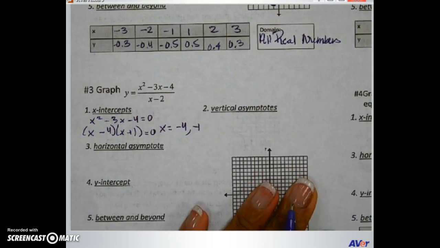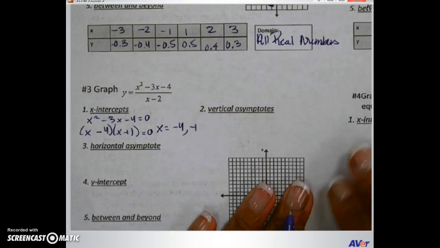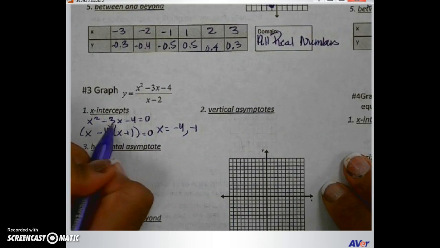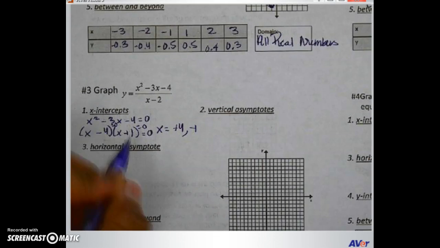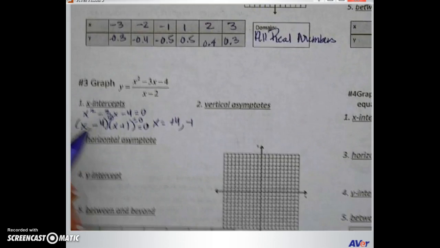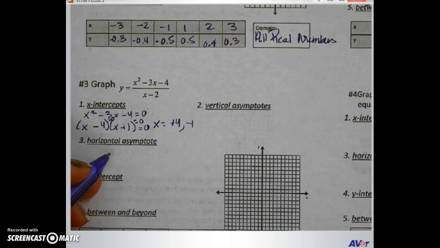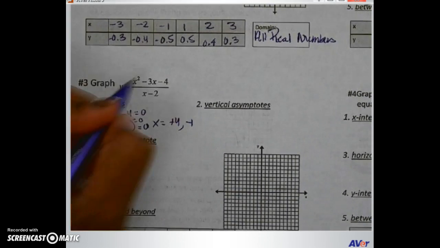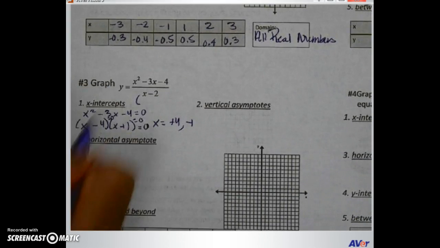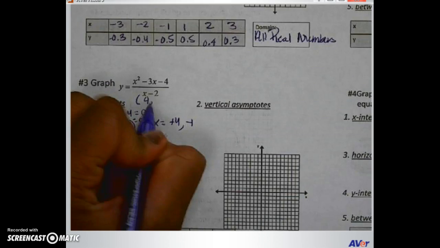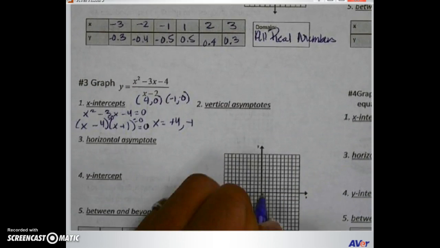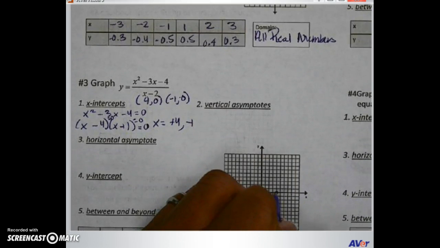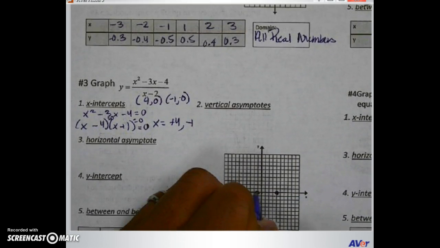After we factor, x minus 4 equals 0 and x plus 1 equals 0. So that's wrong. This would be equal to 0, and this would be equal to 0. This would be +4 and -1. I missed that negative sign. So the thing is, though, these are intercepts, beautiful people. So what does that mean? Well, my intercepts are (4, 0) and (-1, 0). 1, 2, 3, 4, 0, and -1, 0.